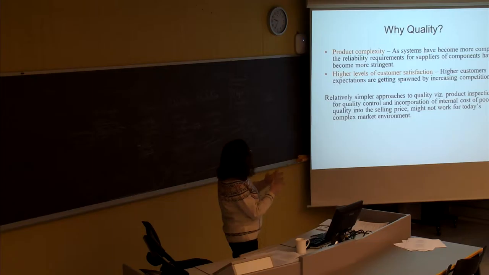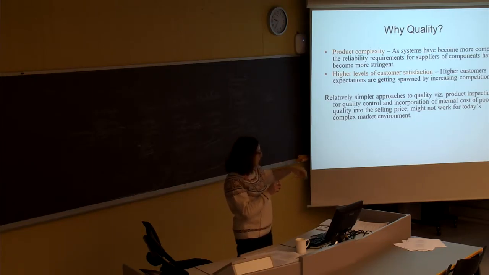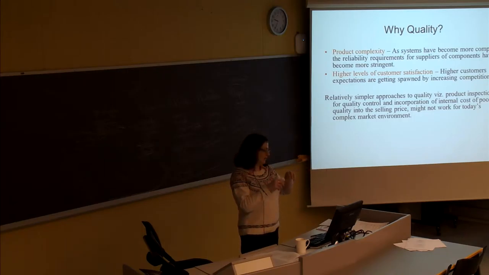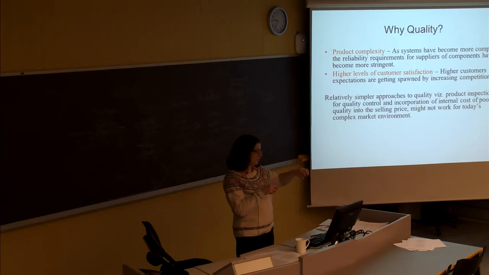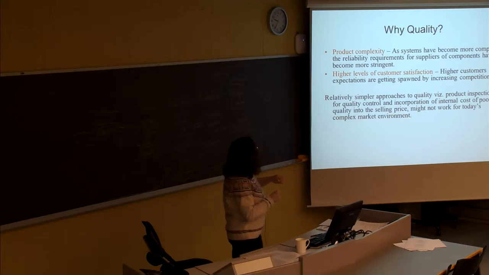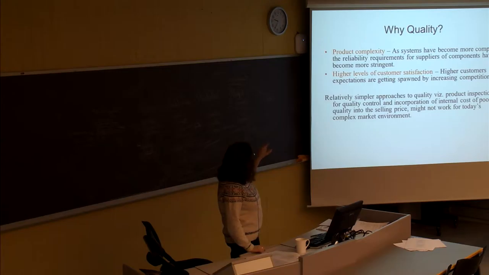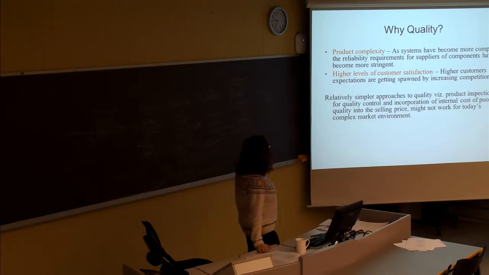But because we have systems with many different parts, something can go wrong in the chain. And if the weakest thing goes wrong in the chain, it affects the whole system. Things become more complex, so we need to think about the reliability of the whole system. So product complexity leads to a need for more quality.